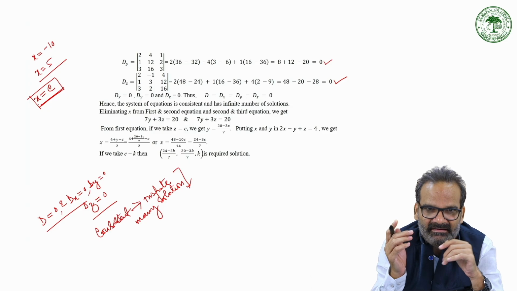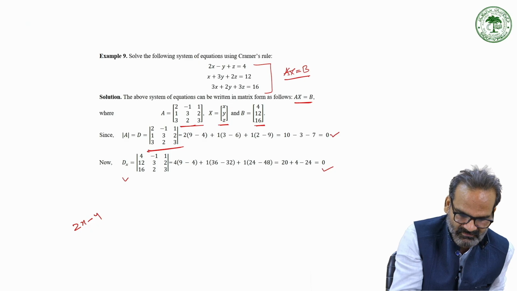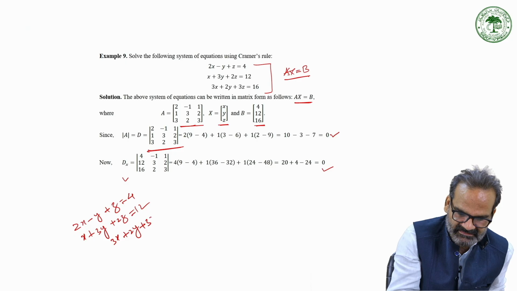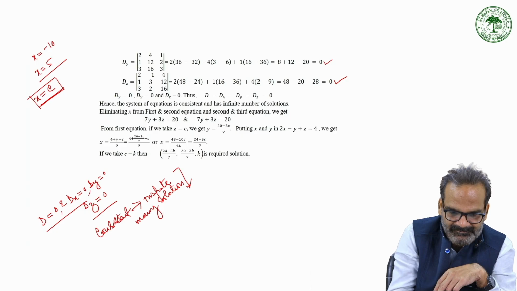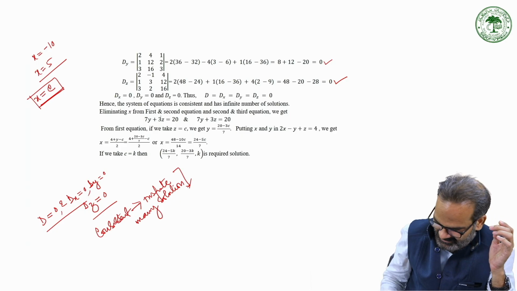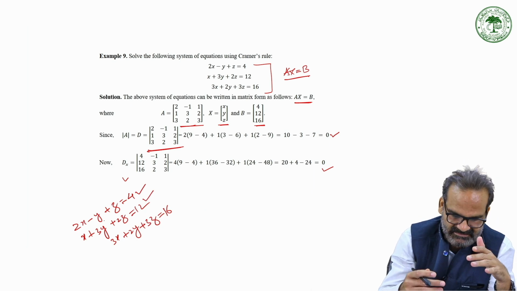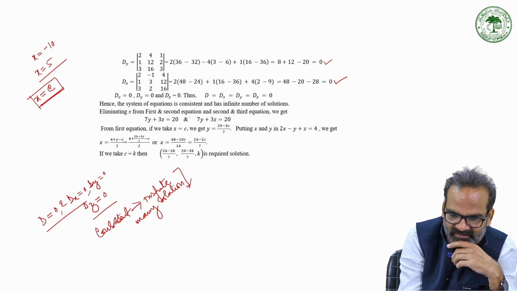So how will we do it? This is equation 1, 2x minus y plus z is equal to 4, equation 2, x plus 3y plus 2z is equal to 12, equation 3, 3x plus 2y plus 3z is equal to 16. What we will do is eliminate x from the first and second equation, and then from the second and third equation, and we will get these two equations.